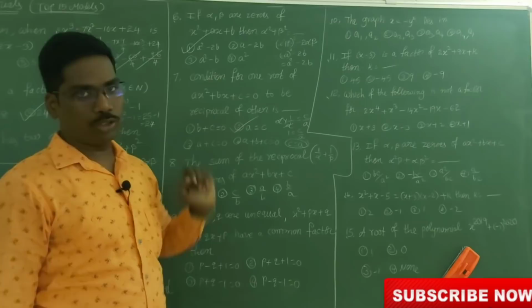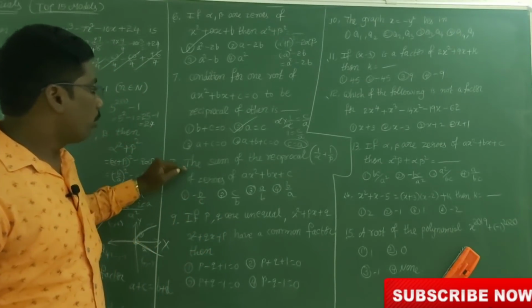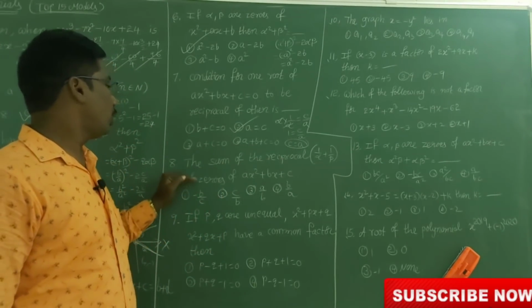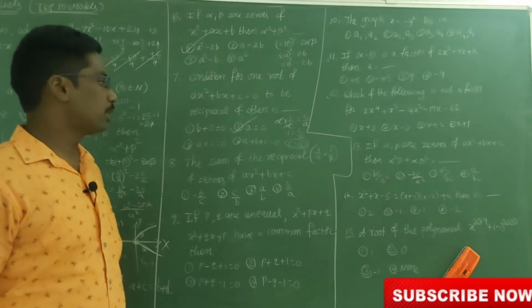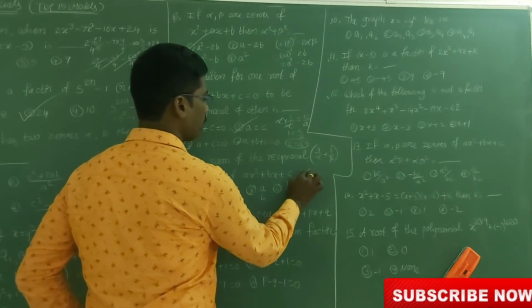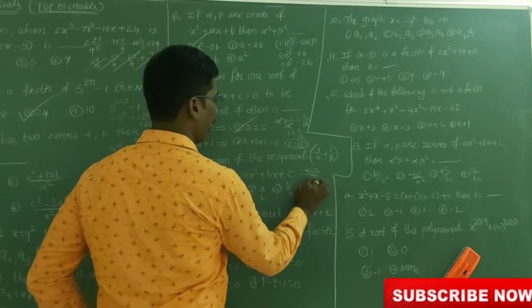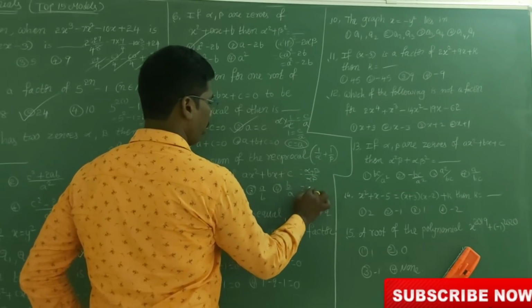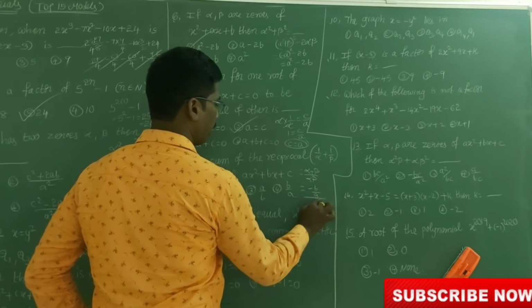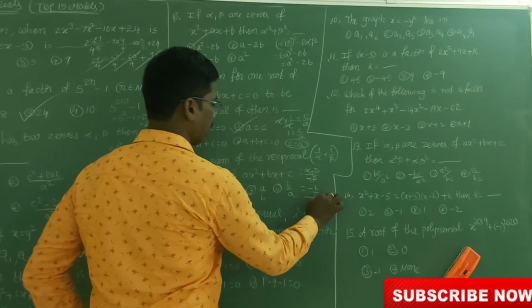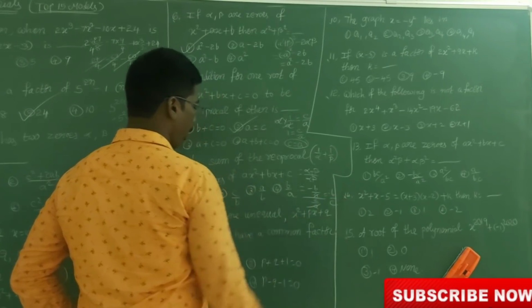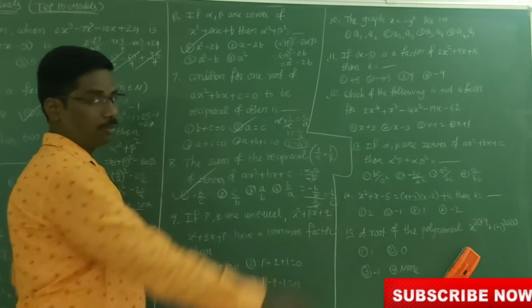So besides, this is how to do it. Next, the sum of the reciprocals of the zeros of this polynomial: we know very well this can be written as alpha plus beta by alpha into beta. So here minus b by a by c by a, so a cancels, minus b by c is the answer, minus b by c, that is the first option.